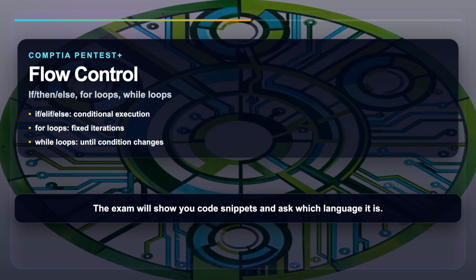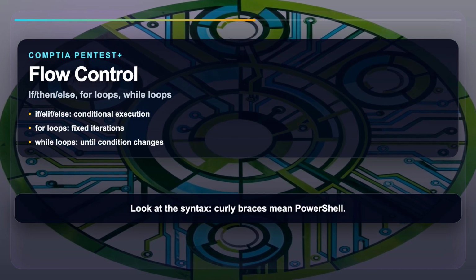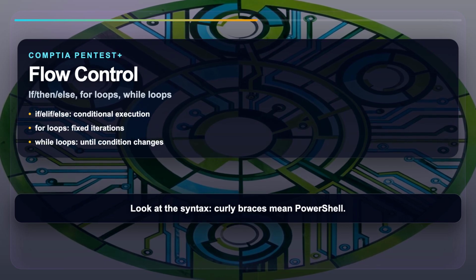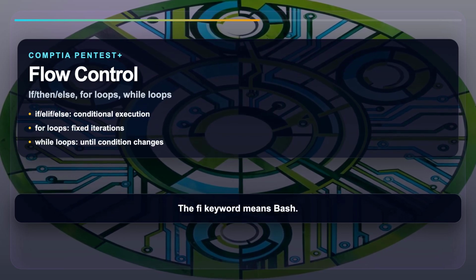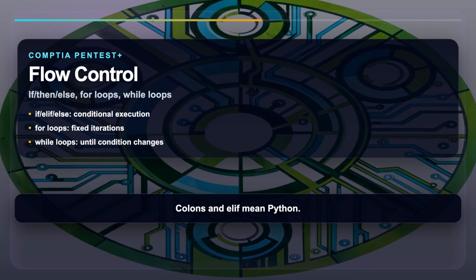The exam will show you code snippets and ask which language it is. Look at the syntax. Curly braces mean PowerShell. The fi keyword means Bash. Colons and elif mean Python.